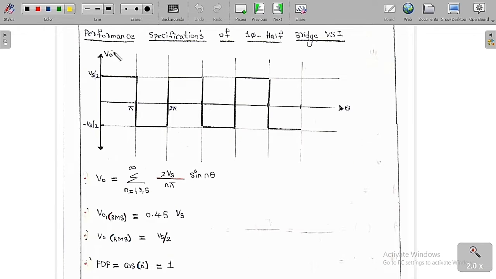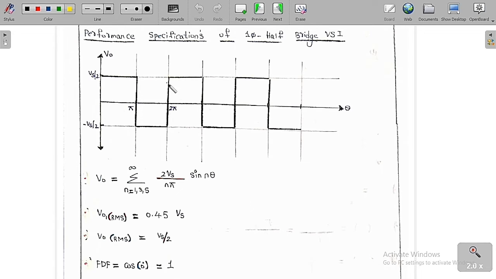Now we are going to study the performance specifications of the single phase half bridge voltage source inverter. That means we are going to analyze what we get for the single phase half bridge voltage source inverter. We have already told you the circuit diagram, and now we are going to do some performance analysis. Irrespective of the load, this is the output voltage we get, with a peak value of Vs by 2.